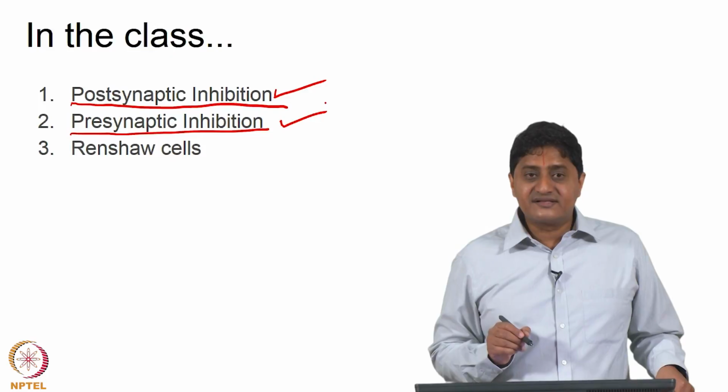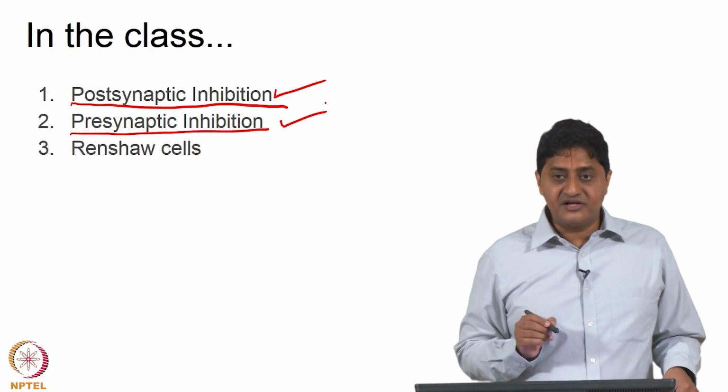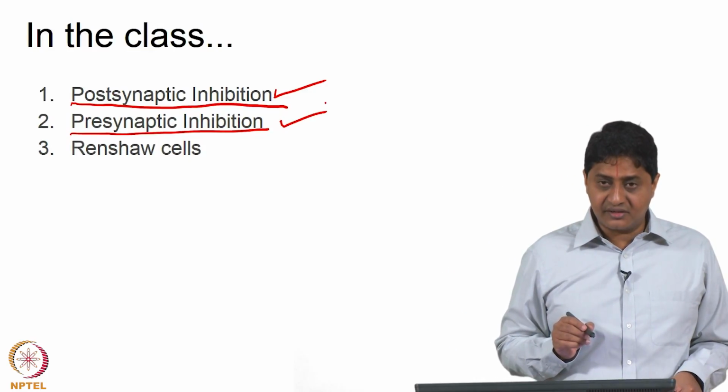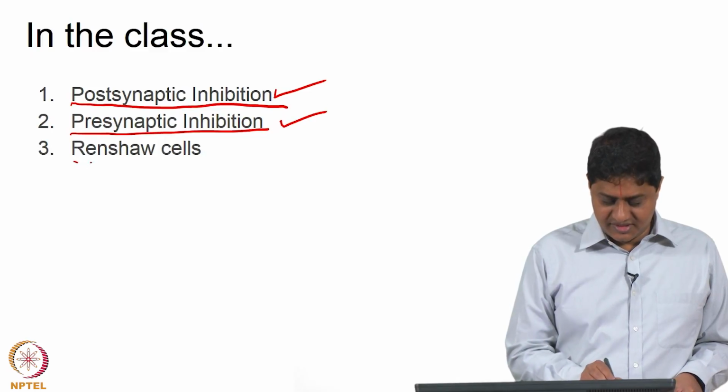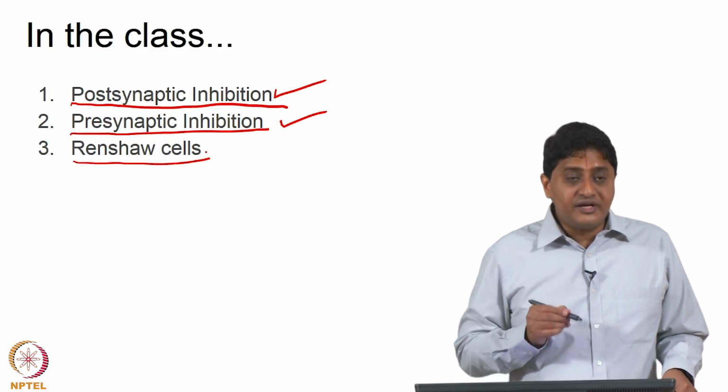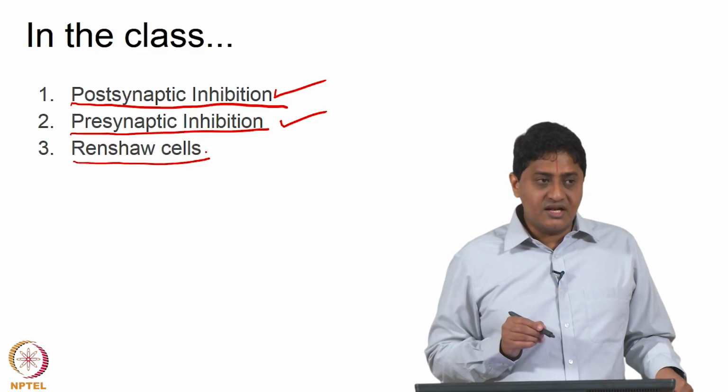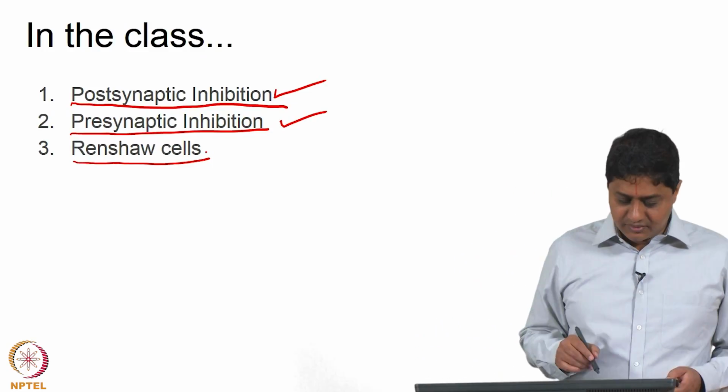And then one example of an inhibitory interneuron performing a critical function. This example is a Renshaw cell. More details on this cell and its function in future classes.